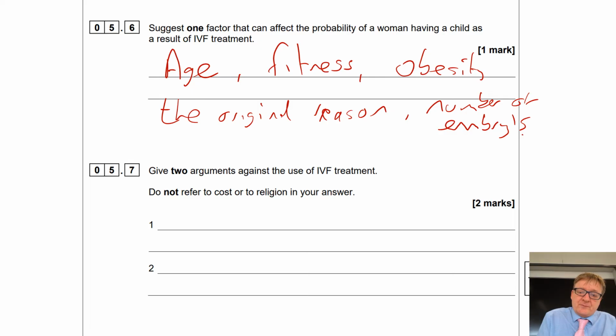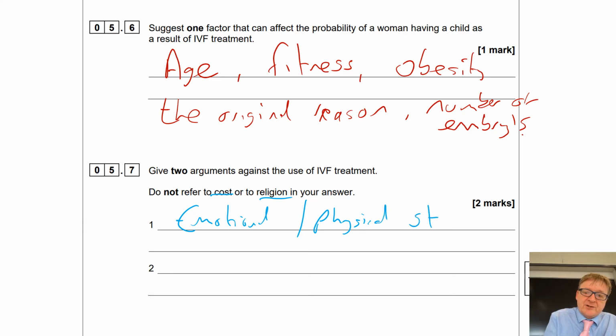5.7. Give 2 arguments against the use of IVF. Do not refer to cost or religion. Other negatives could be the emotional and physical stress, because I imagine it is pretty tough going. Another negative is that the success rate is low.